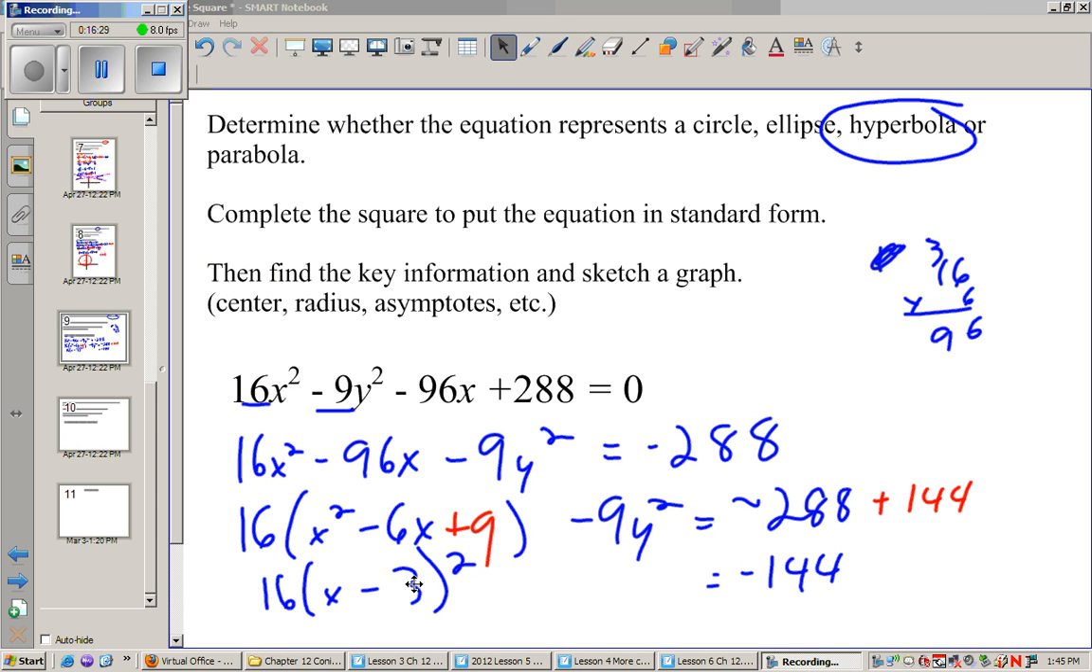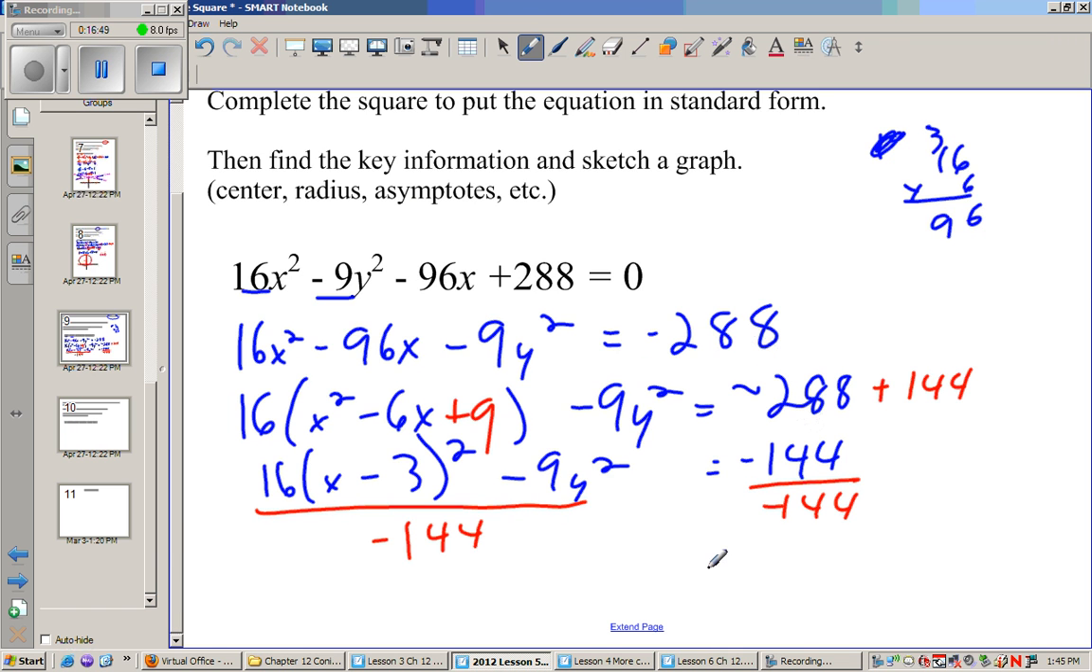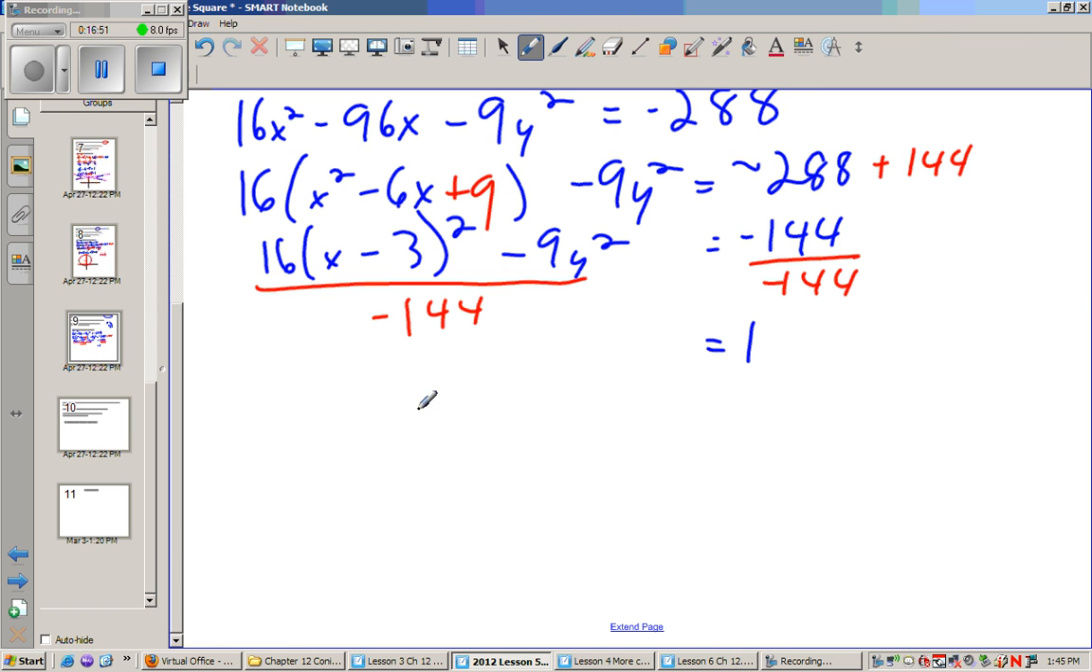So we have 16 times x minus 3 squared minus 9y squared is equal to negative 144. Now the right-hand side has to always equal 1, so we divide by negative 144 on both sides. And so over here we have 1, which is what we want. Now we have 16 divided by 144, which is 9. So let's move this down a little bit.